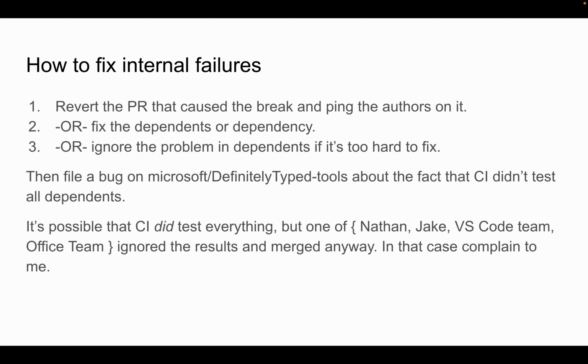Okay, so that's external failures. Internal failures, like I said, are less common, but the safest thing to do is to revert the PR that caused the break and ping the authors saying, hey, CI didn't test XYZ packages. Here they are. Go look at X and see. Probably you're going to have to do the same thing you had to do to fix any other packages that depended on your change. And CI just missed them.